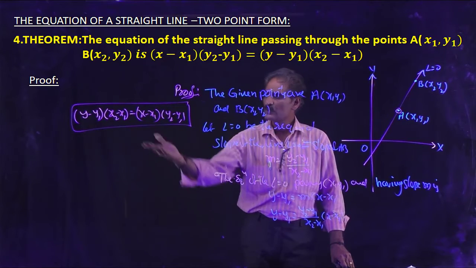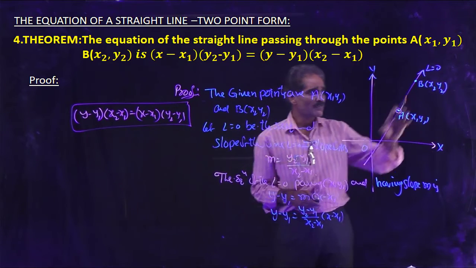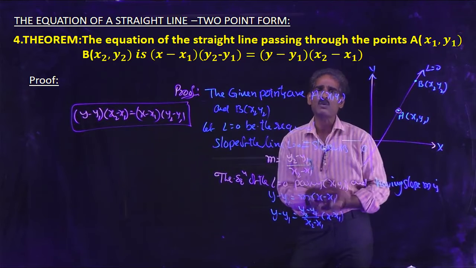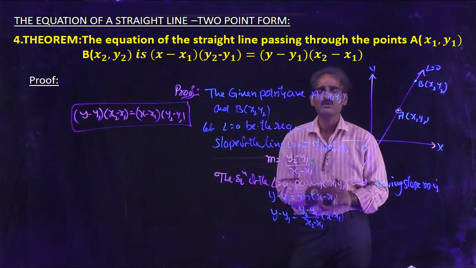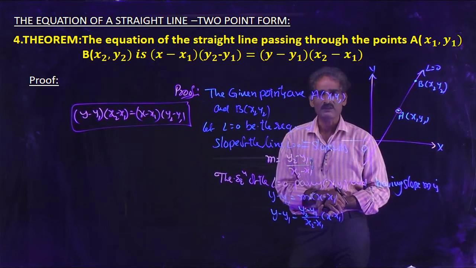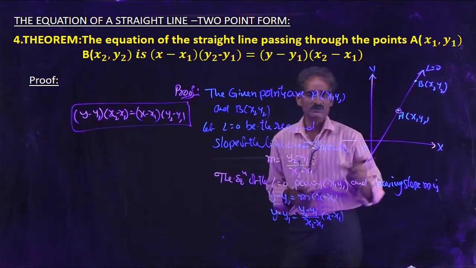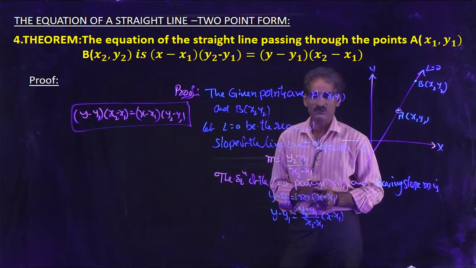Understand? So we can use two-point form. Otherwise, after finding the slope of AB, we can use slope-point form also. That is your wish. Understand? Right. So see one or two applications of this formula.